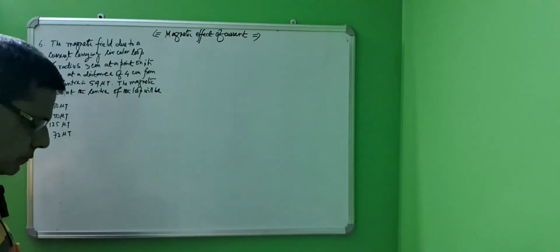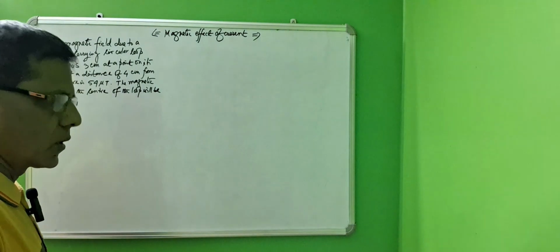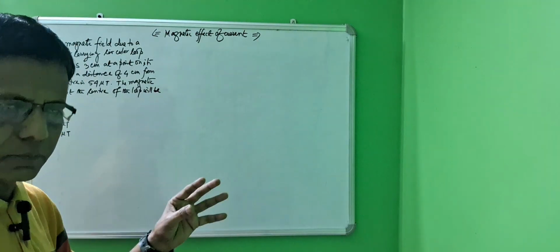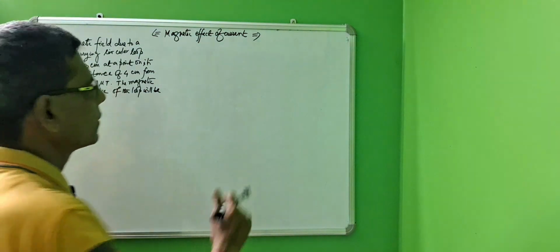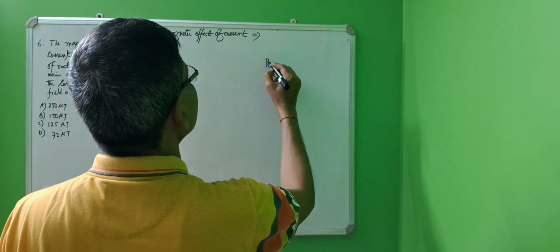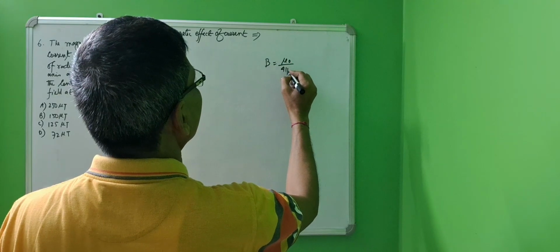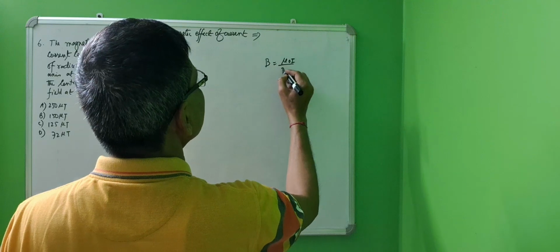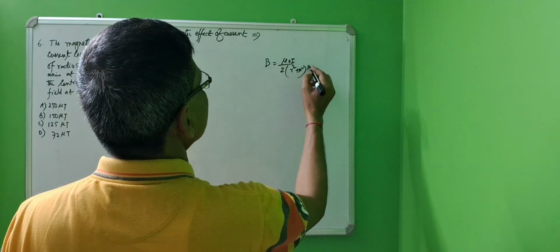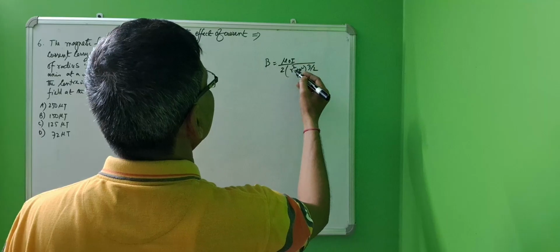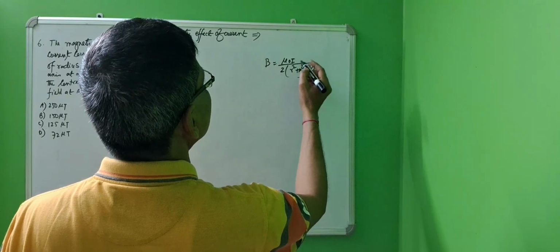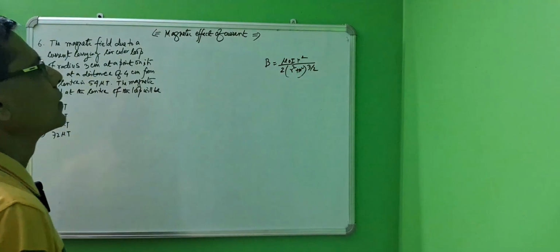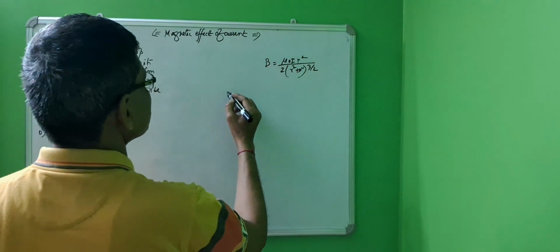So there are 4 answers. We have taken the relation by which the problem will be solved. The relation is B equals mu 0 upon 4 pi, mu 0 I R square upon 2 (R square plus X square) to the power 3 by 2, where X is the distance.